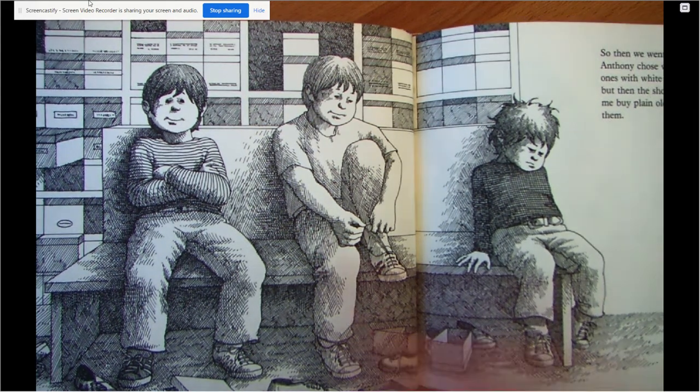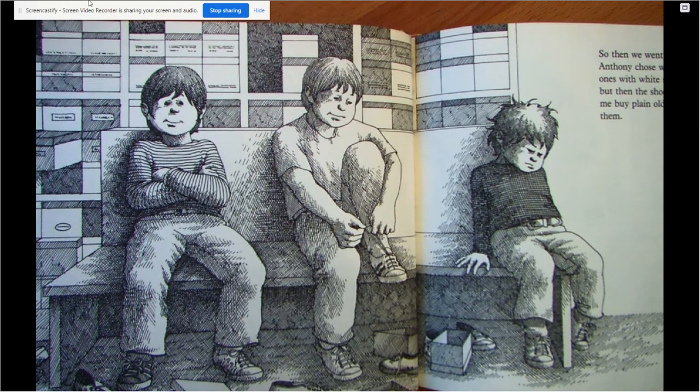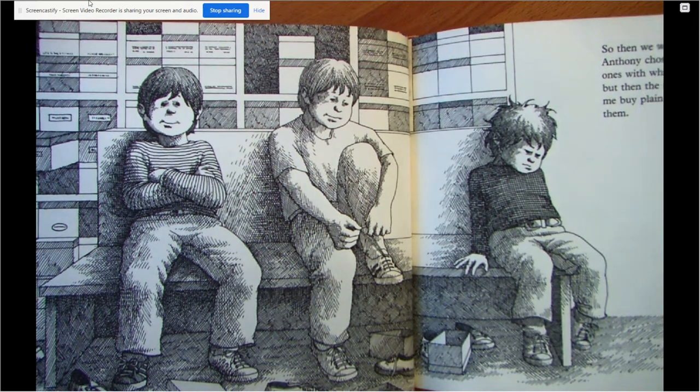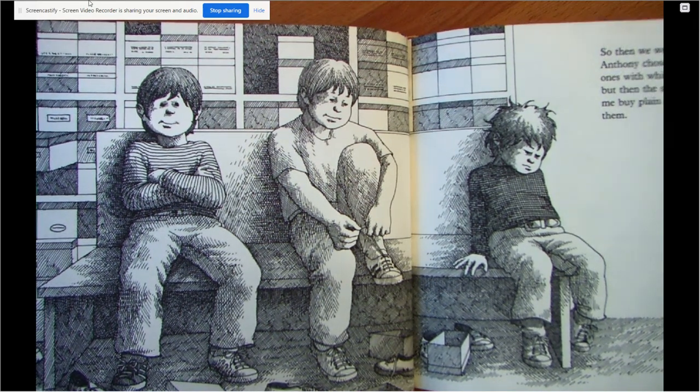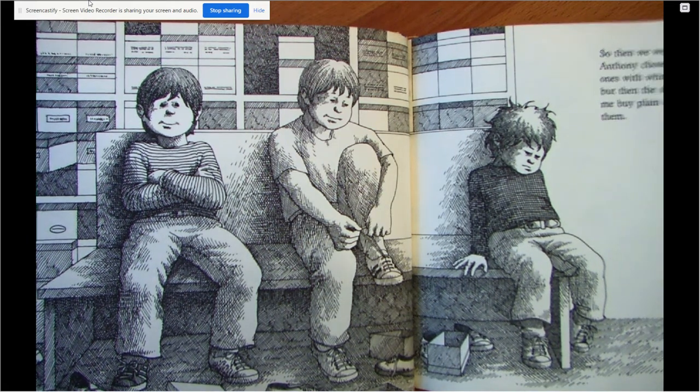Let's see, his brothers look pretty happy. They got smiles on their faces. Alexander does not look very thrilled. Have you ever gone someplace to get something and they didn't have what you wanted? You know how he feels.